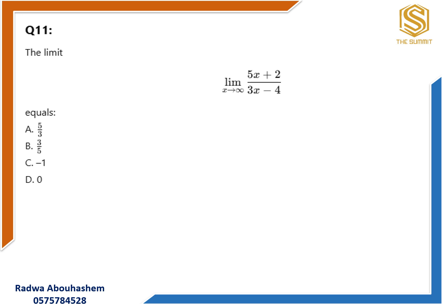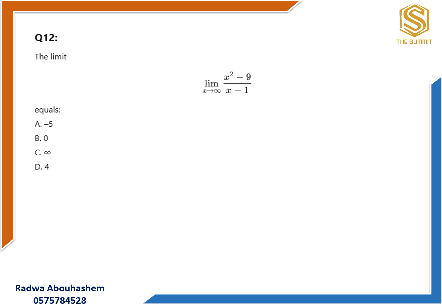Here I have the limit when x approaches infinity. The first step, I'm going to check the degree of the numerator and the degree of the denominator. So it would be 5x over 3x, first degree. So I'm just going to take the coefficient. So it's 5 over 3. Okay, here it's x power 2 over x. The numerator is greater than the denominator, so it would be infinity.